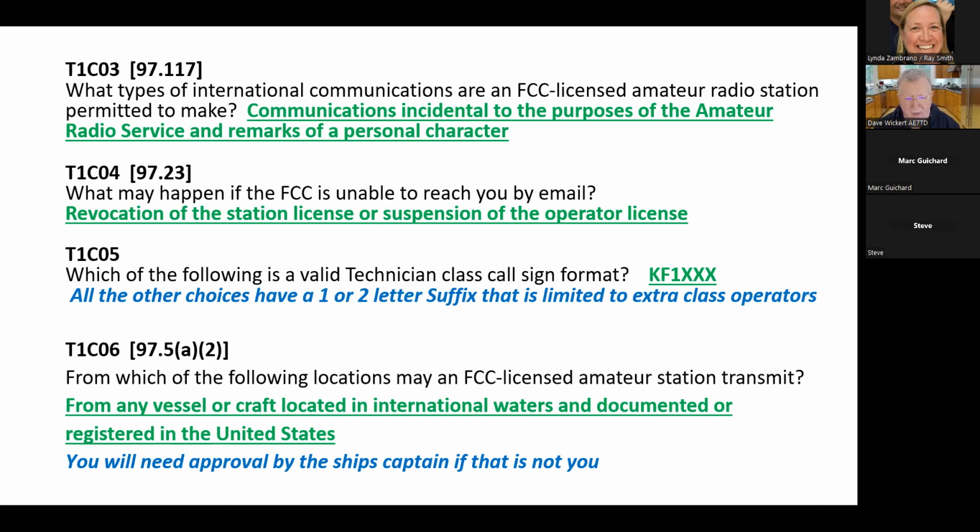Which of the following locations may an FCC licensed amateur radio station transmit? And it shouldn't surprise anybody if you've ever been on an international ship. If the vessel is flagged and registered in the United States, then your amateur radio license is valid in international water. You may need to ask the ship's captain for permission, because you don't want to have your radio interfere with any radio operations that the ship needs to conduct. But other than that, you're free to use your license on board a U.S. flagged ship.